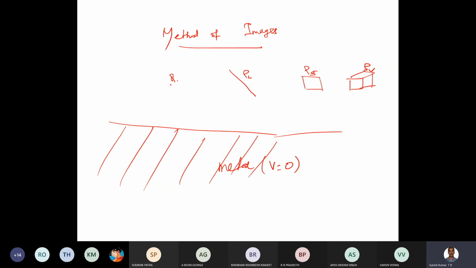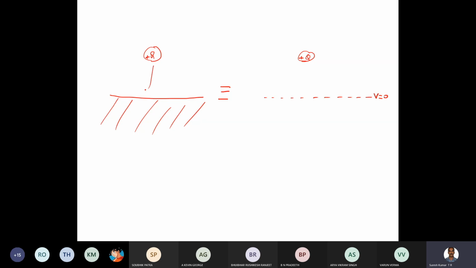See, what we will do is replace this metal plane. Let us say the bottom side is an infinite metal, and above it you have a positive charge. We will replace this infinite metal body with an equipotential plane, which is a plane where potential is 0. And as usual, this positive charge is there, kept at the height h above this metal.